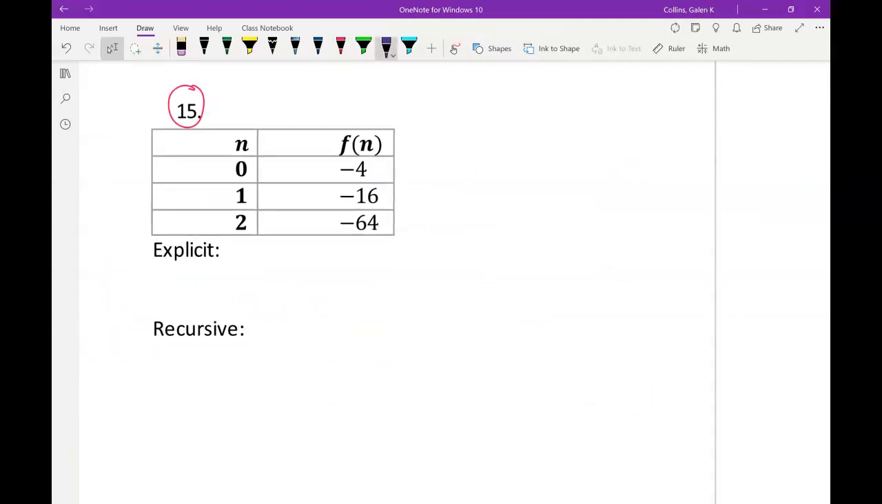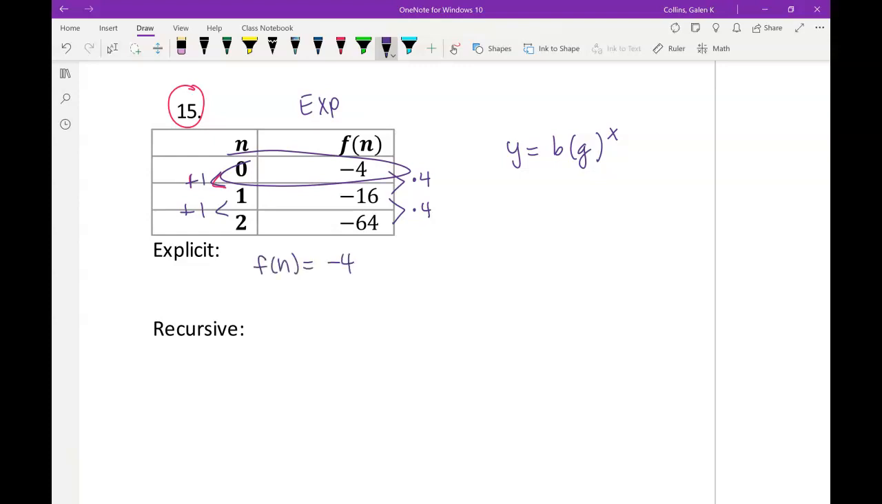Going back to n is constantly counting by ones. So n is increasing by 1 here. The question is, am I multiplying or am I adding? Well, let's see. Negative 4 times positive 4 is negative 16. And negative 16 times positive 4 is negative 64. So we have our y-intercept, which means we could use this form of our exponential since this is a multiplication pattern. So I could say f of n equals my y-intercept times my growth factor to the power of n.